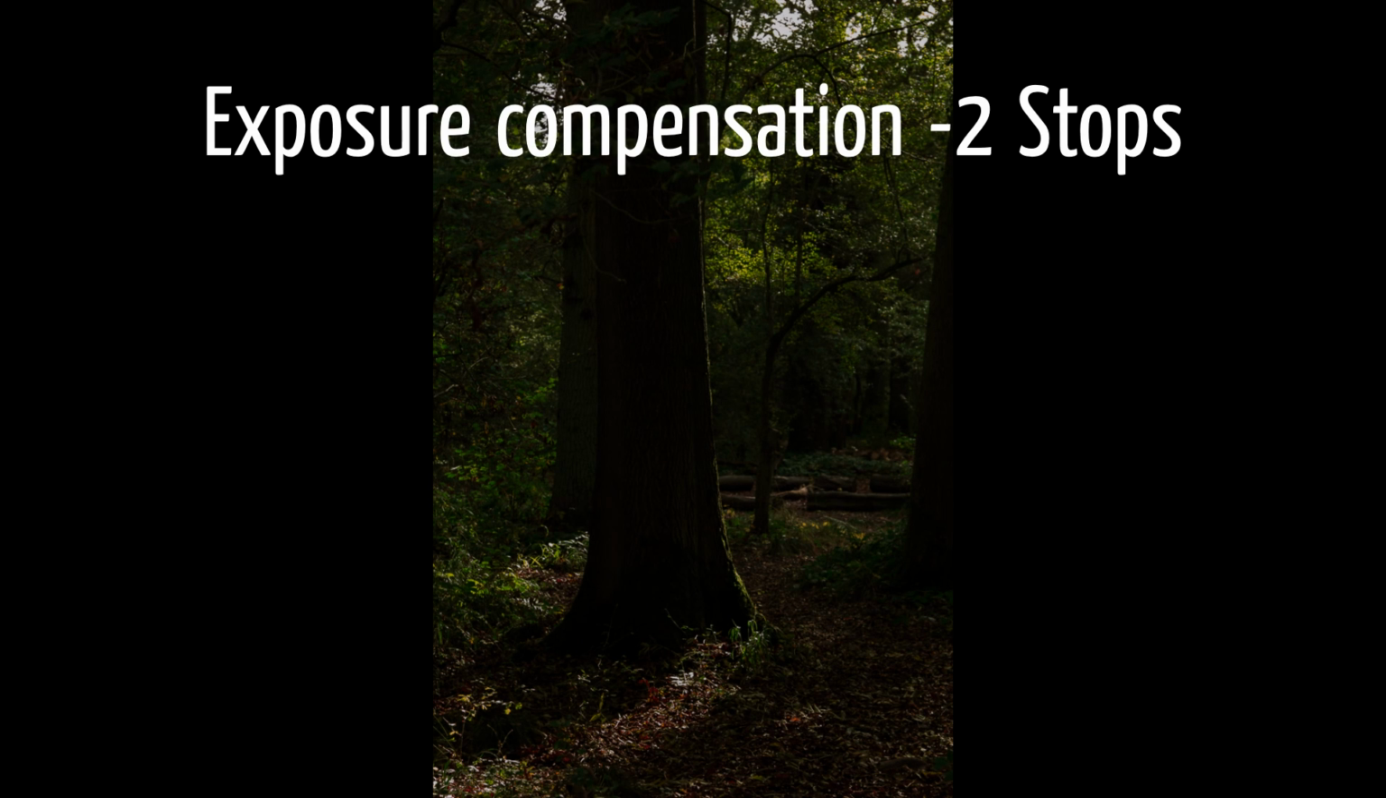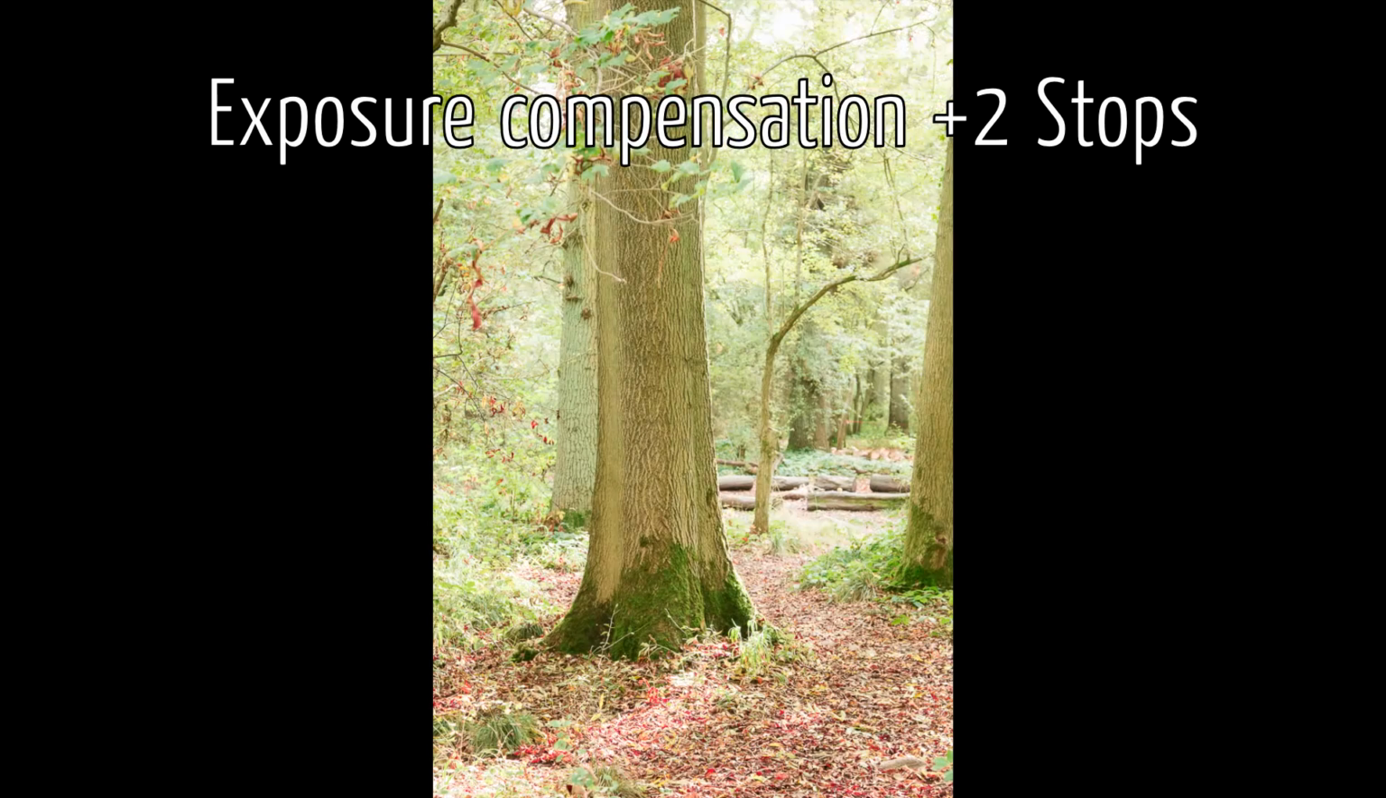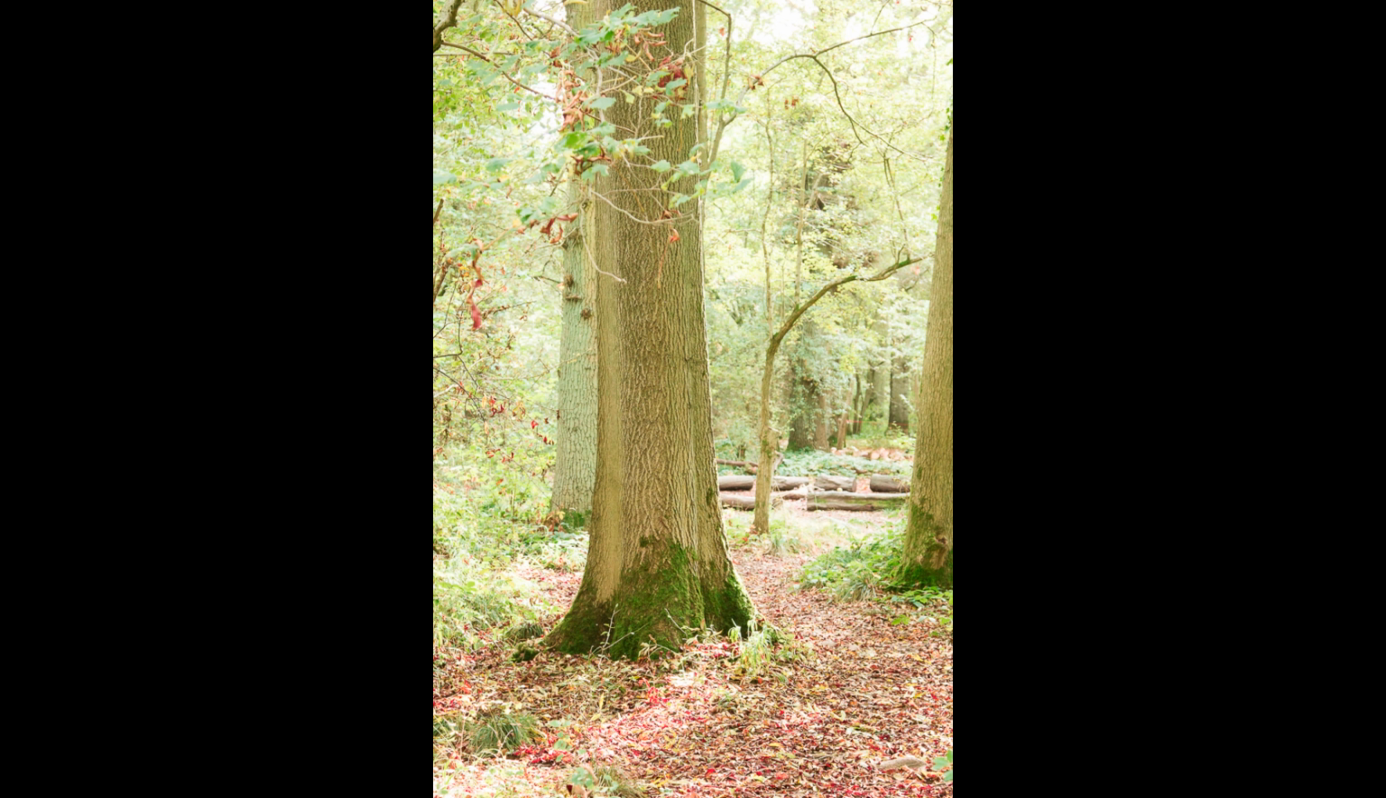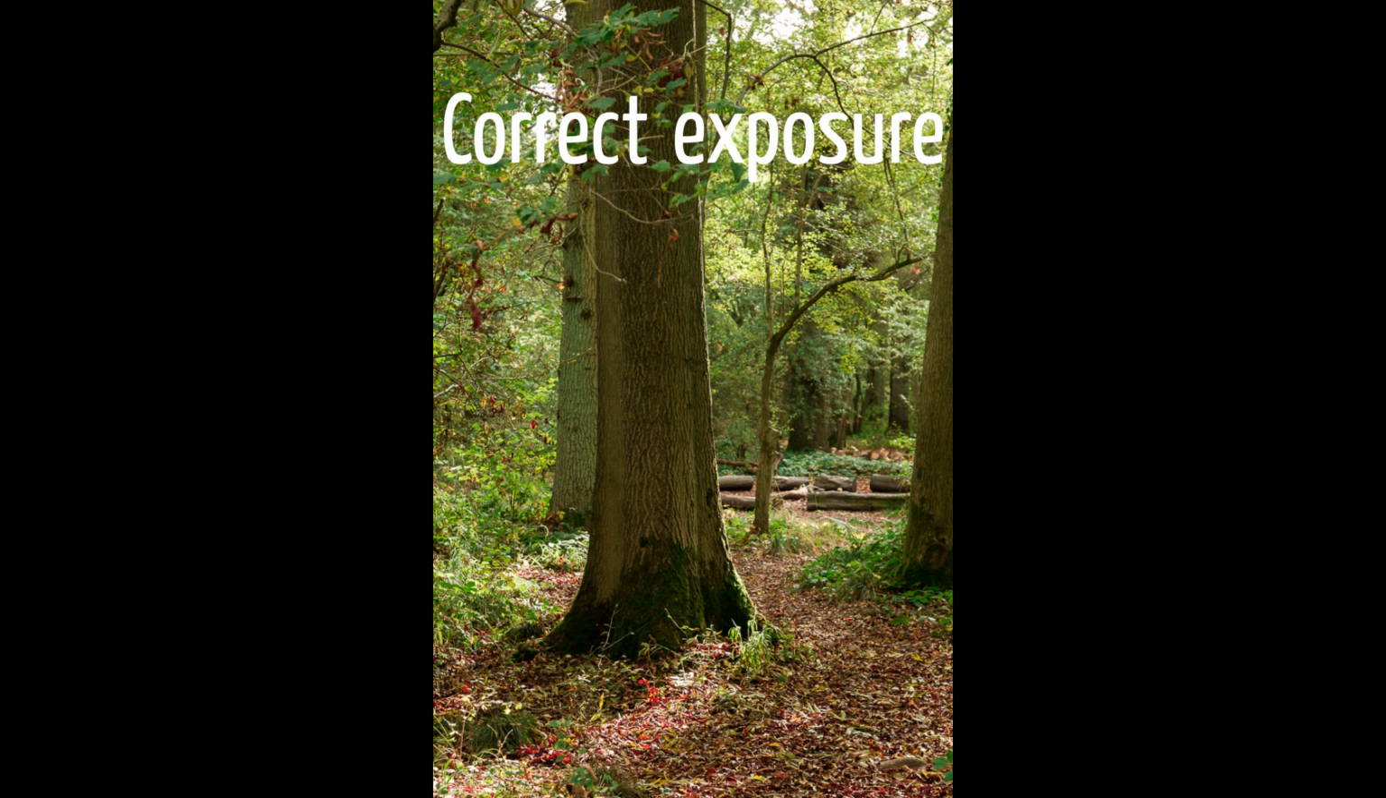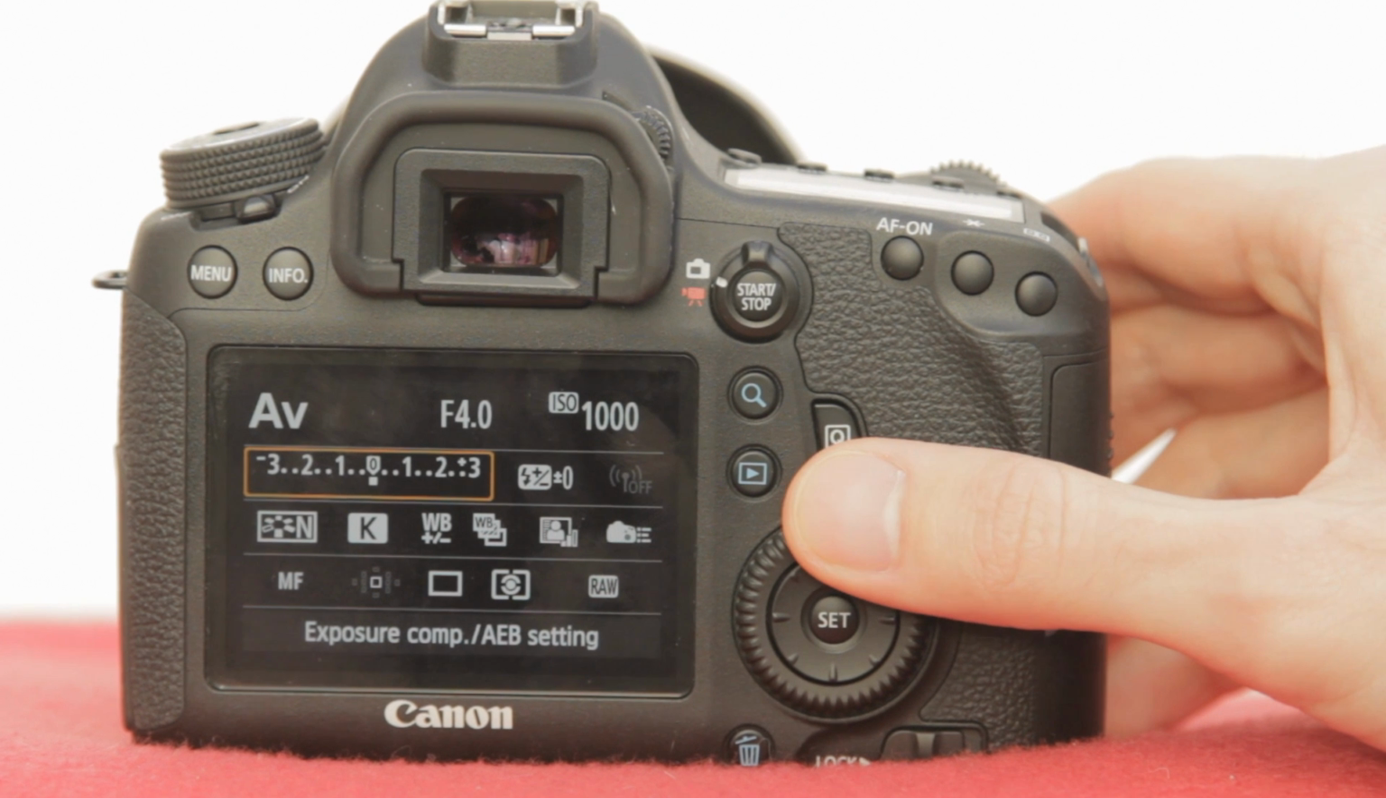Another mistake is accidentally dialing in exposure compensation. This can easily happen and I've had countless beginners come to me with this mistake. Don't worry, it's an easy mistake to make and can be corrected in a second. On the camera I'm using, which is a Canon, you can adjust the exposure compensation by turning the main dial on the back of the camera.